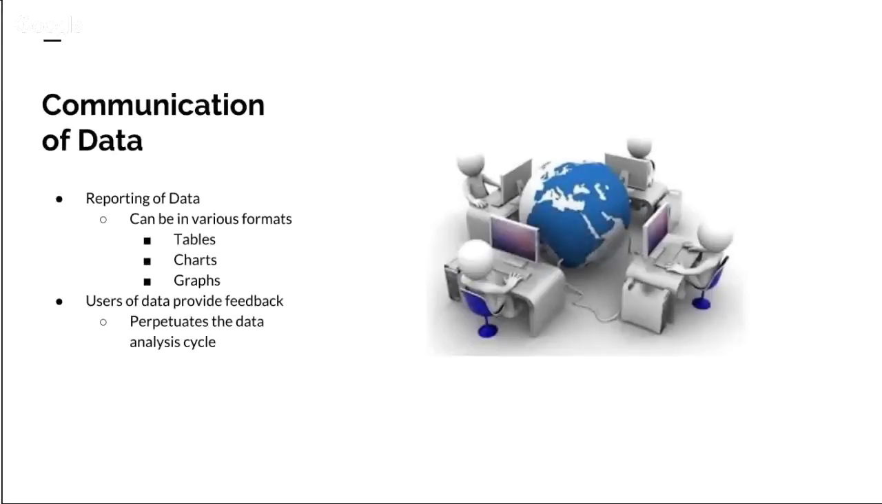And the last step here is the communication of data. This is essentially just reporting of the data. It can be in various formats, and data users provide feedback, which creates the need for further analysis of the data. Thus, the data analysis cycle is a continuous loop of all of these steps in the data analysis process, and then giving it to people who use the data to make business decisions or any other kind of decisions, depending on the kind of data that you have here. Those users of the data provide feedback to the analysts who generated the data in the first place, and allow them to fix the data or tailor the data more to the user's needs. It's really just a giant feedback loop.